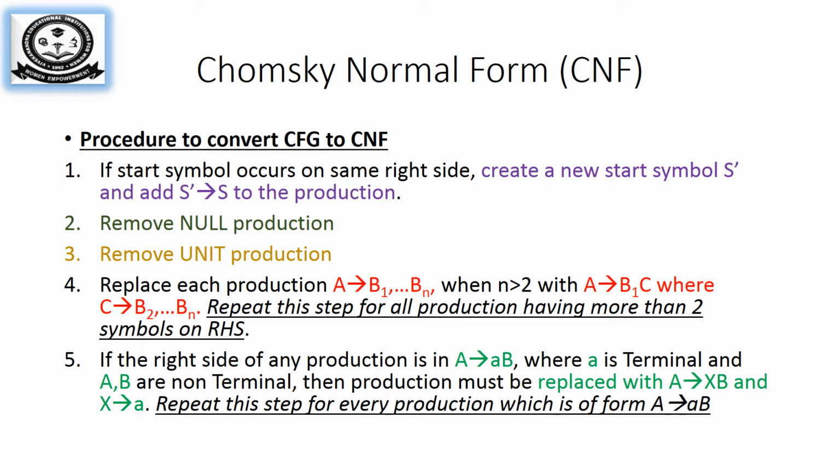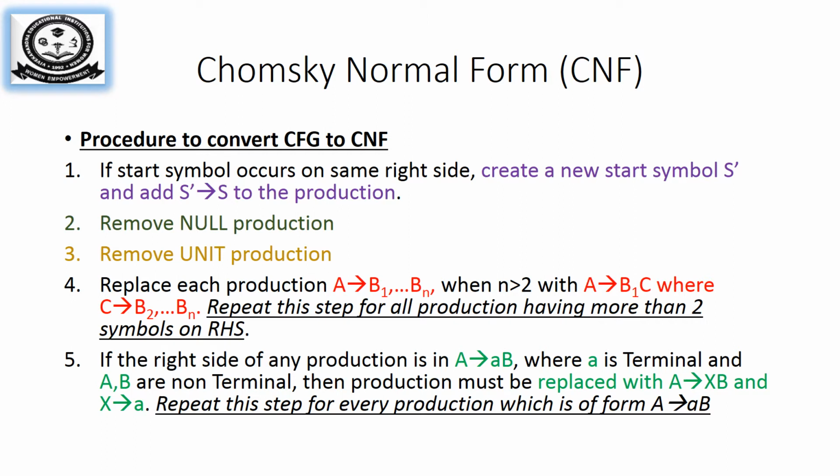So I have 5 steps listed over here. That's the procedure. The first step is, if your start symbol is repeated on the right side of a production, then we will create a new start symbol and add the production S dash tends to S. In this way we will remove the recursion. The second rule is you have to remove the null production. We have seen how to remove a null production from the grammar. The third one is you have to remove the unit production from the grammar.